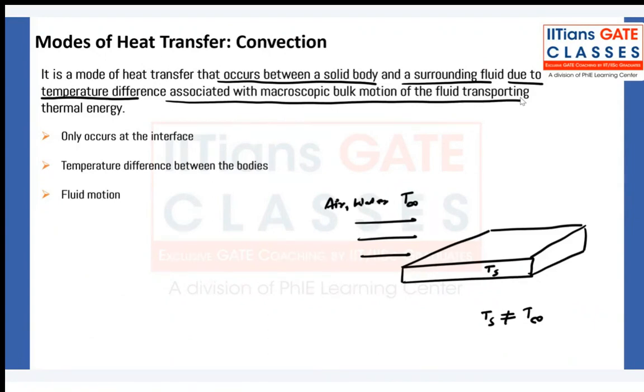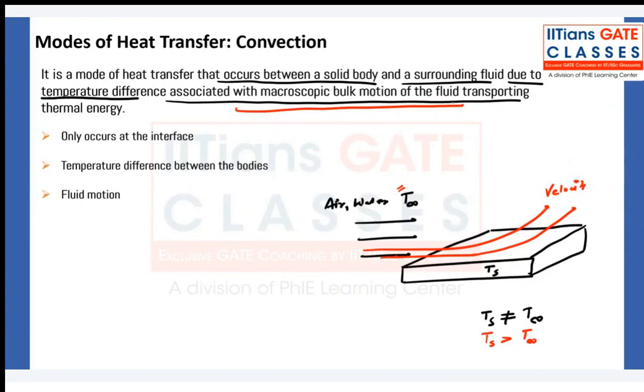Now this fluid is coming here. Let's say I am assuming that the surface is at a greater temperature than T infinity, so the fluid is at lower temperature. The fluid comes in contact with the surface, takes heat and moves away. Then other fluid comes, takes heat and moves away. So the fluid must have a velocity. There must be a fluid motion. Macroscopic bulk motion of the fluid must be there.